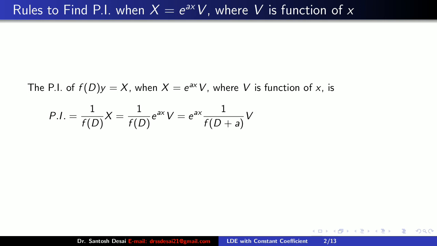So this is the procedure to find the particular integral when capital X is equal to e raised to ax into v. The procedure is, first we write e raised to ax to the left of 1 upon f of d and replace d by d plus a everywhere in the denominator. And the method then reduces to the previous methods, that is, either it reduces to e raised to ax or it reduces to x raised to m, and it depends on the function capital V.